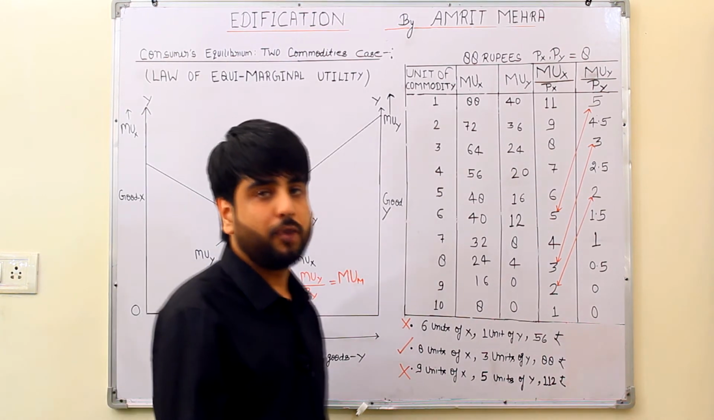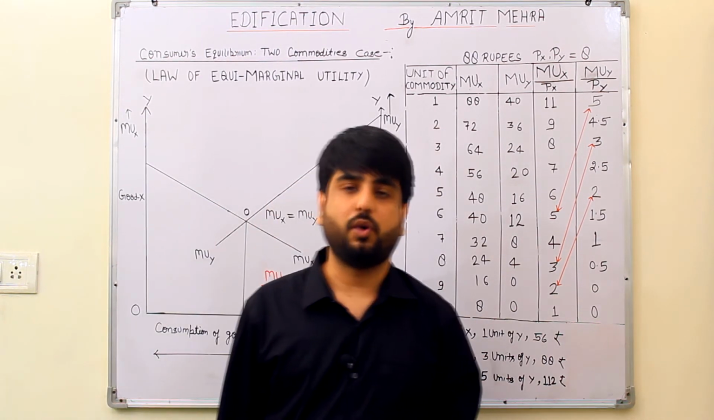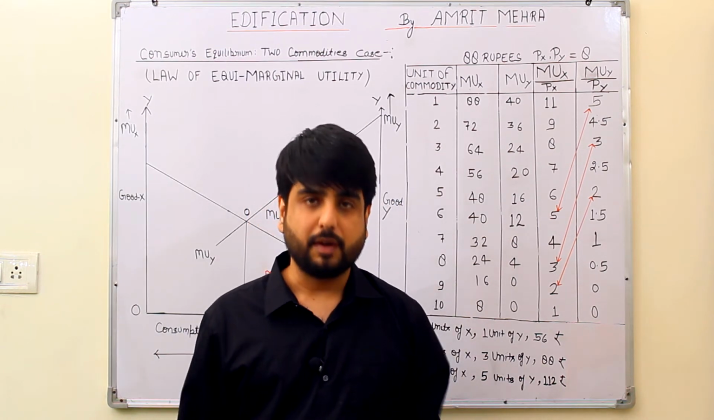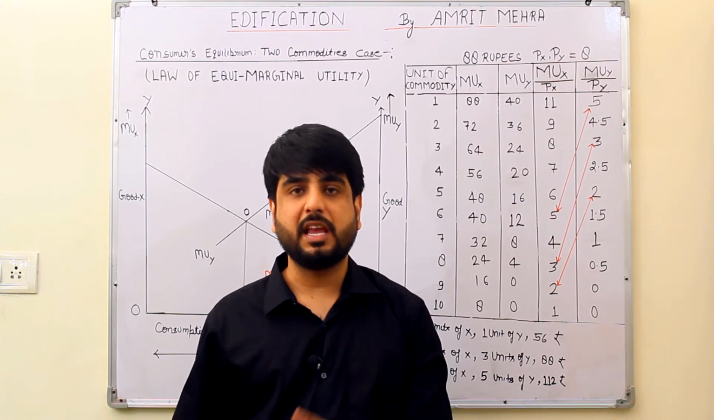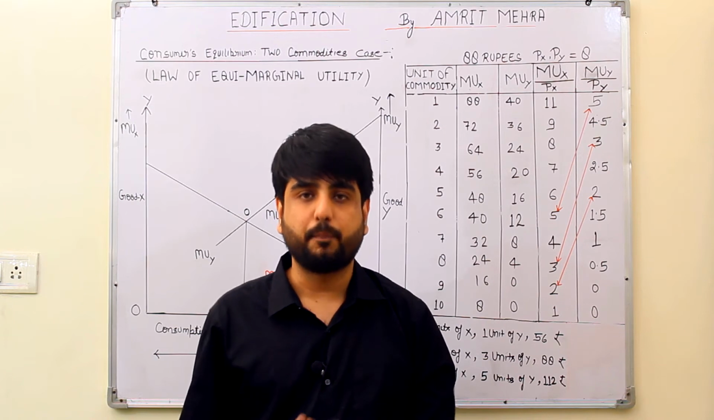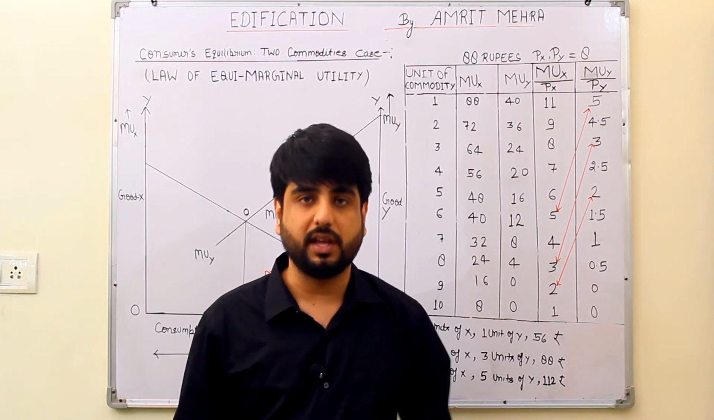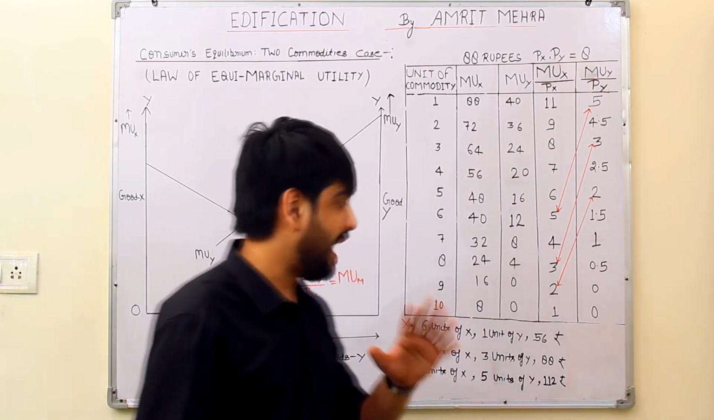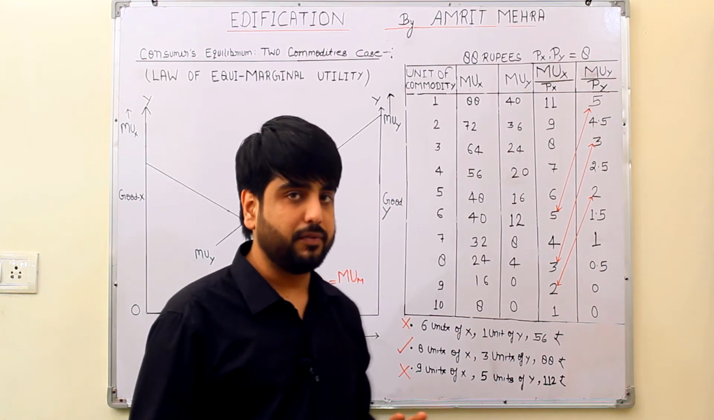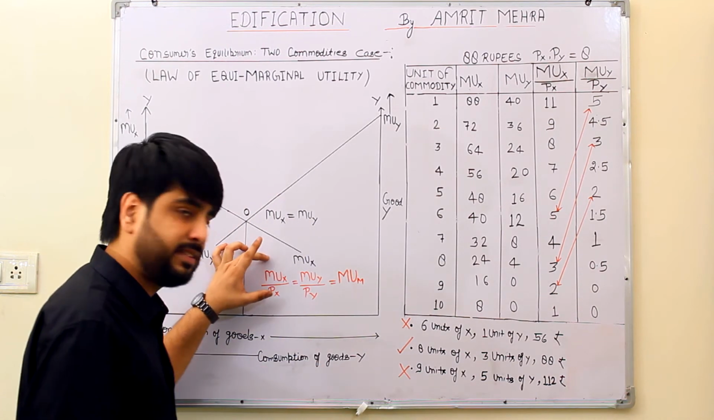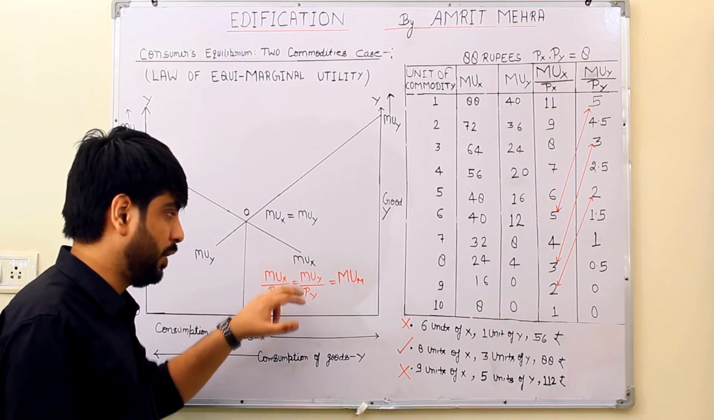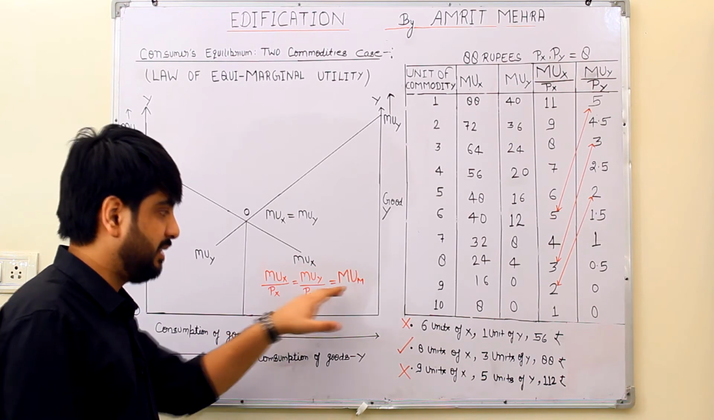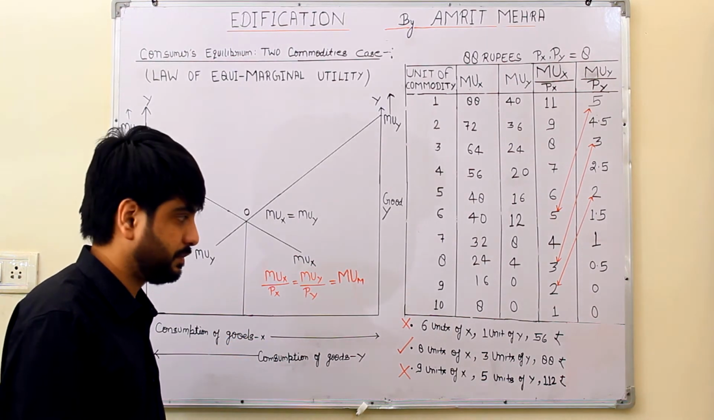The formula that you were following for the single commodity case was MUX being equal to PX. This was the point of equilibrium for a single commodity case. Now in the law of equi-marginal utility, we have to remember the formula or the point MUX upon PX being equal to MUY upon PY, which is equal to MUM.